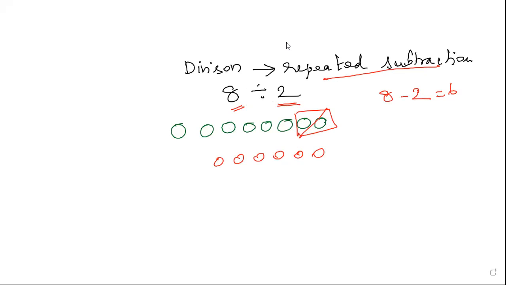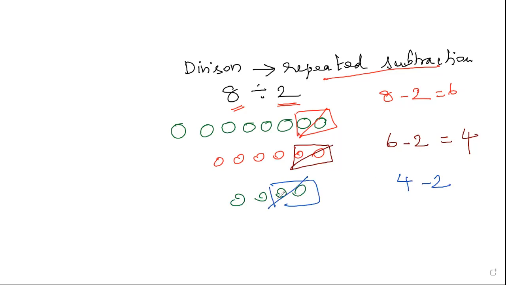Now I have 6 circles. Subtracting another 2, 6 minus 2, it gives 4. Now I have only 4 circles. Again doing repeated subtraction, removing another 2, 4 minus 2, we get 2. Now we have only 2, and subtracting 2 from that, you get 0. Till you get 0, we have to do this repeated subtraction.